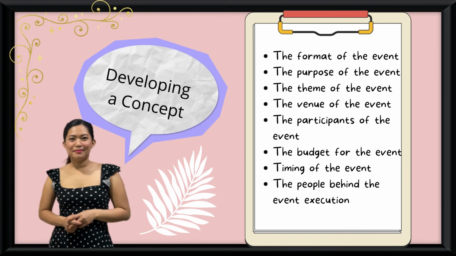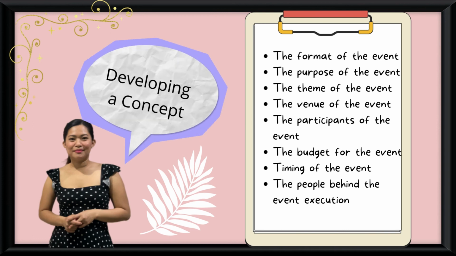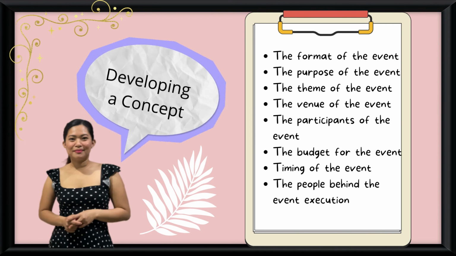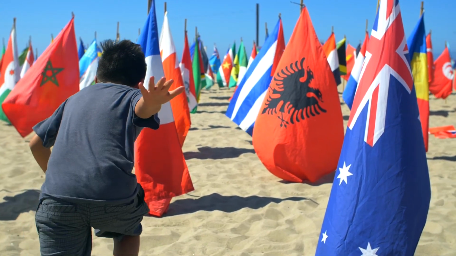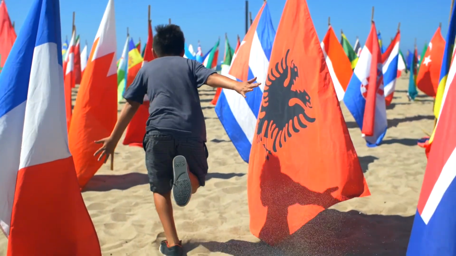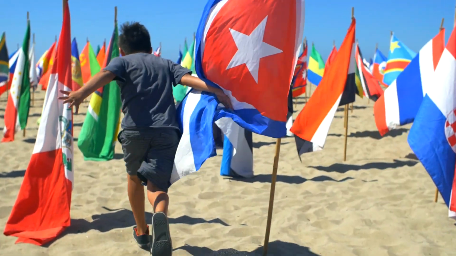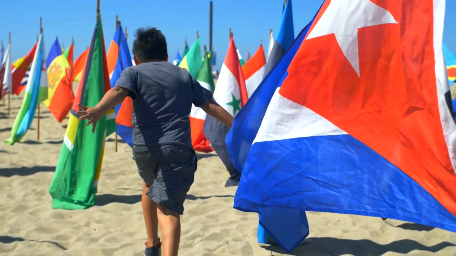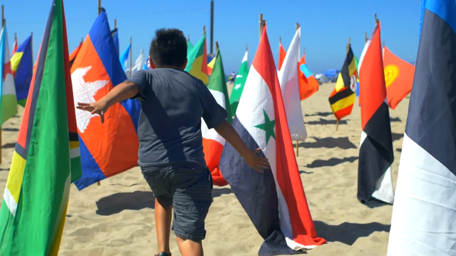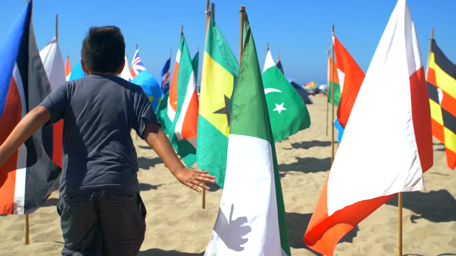So when an events manager or a team is developing a concept, number one, there should be the format of the event. Number two, the purpose of the event and the theme of the event, the venue of the event, the participants of the event, the budget for the event, timing of the event, and the people behind the event execution must all be taken into consideration, because everything should be specific and clear, so that the team can work all together and make sure that the event will be successful at the end of the day.